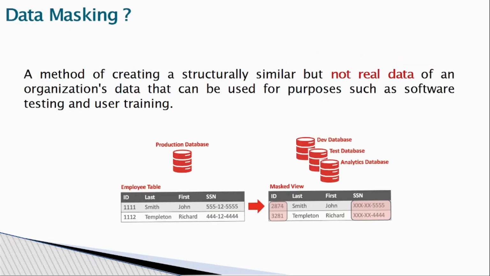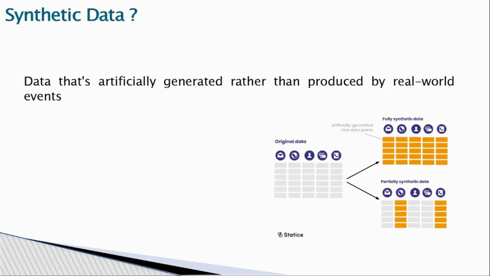Masking of data: this is not real data. They want to check the entire volume, so they'll move the entire data to another system, but they'll mask the important fields. For example, Aadhaar number; in my example, I have given SSN number. All important numbers, some data will be masked with stars or X marks, so that people will not recognize the original data. And synthetic data: this is data for real-world events, artificially generated, not original data.